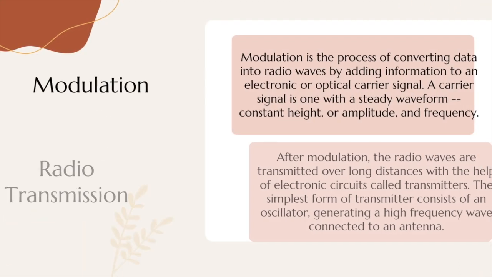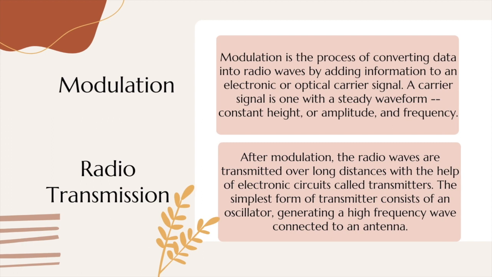Before we learn about the different types of transmitters, we should have a clear idea about what exactly happens in the process of transmission and what happens before transmission. So it requires the familiarity of two terms, which is modulation and radio transmission. What exactly is modulation? This is the process of converting data into radio waves by adding information to an electronic or optical carrier signal. And this carrier signal is one with a steady waveform of constant height or amplitude or frequency. So what is radio transmission?